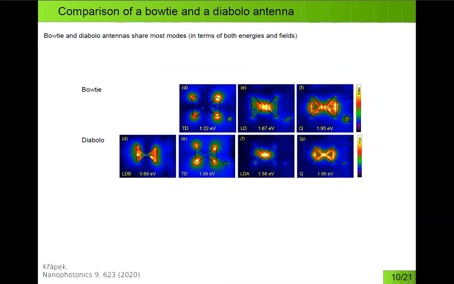So for bowtie, we were able to resolve three modes. And for diabolo, we were able to resolve four modes. And out of these seven modes altogether, there's only one mode that isn't in both the diabolo and the bowtie. And the other six modes are present in both bowtie and diabolo antennas, and also at quite similar energies. Now, why is that? How is it possible that two very distinct structures correspond to the same modes?